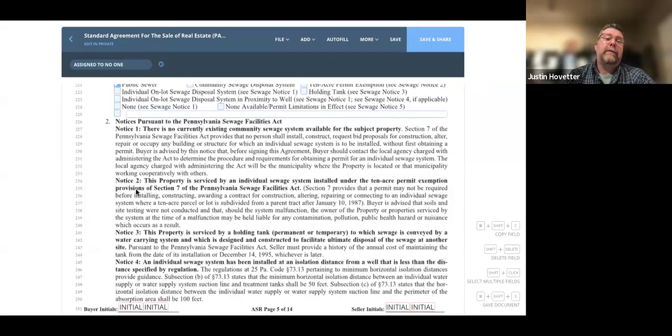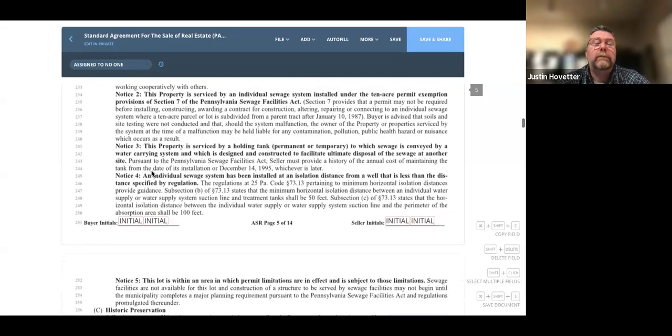Like notice one is your standard system. So there's no current existing community sewage system available for the subject property. And it goes on to explain that this is your local system or your on-site system. I'm not too familiar with the 10-acre permit exemption. In our area, I don't think there are 10-acre permit exemptions.